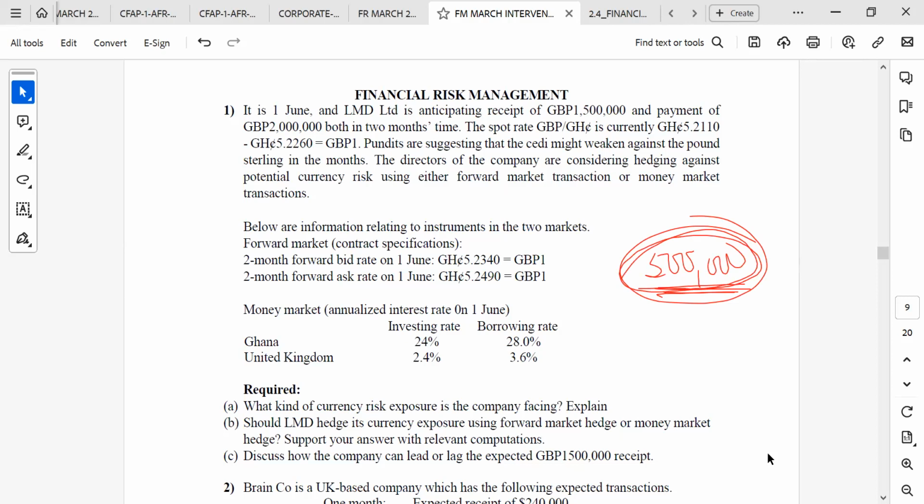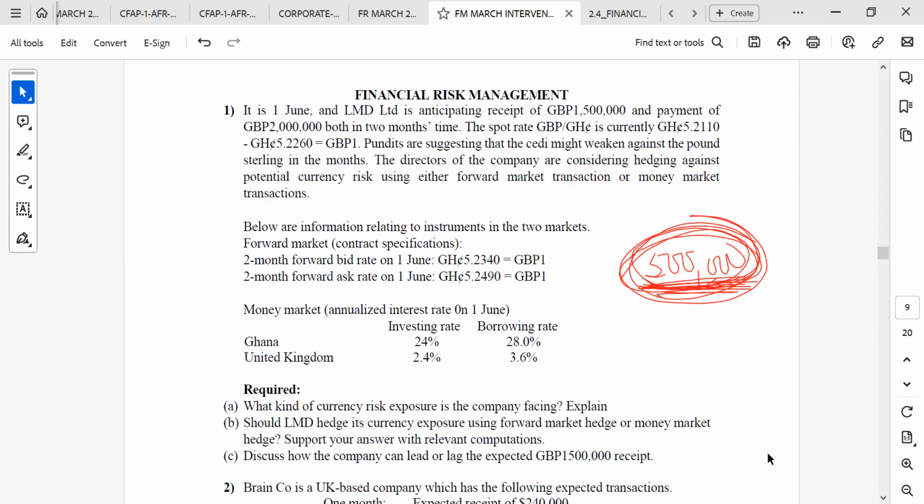The money market hedge counts with trading. You borrow the amount and invest it, so it counts with investment and borrowing. The company will go to the bank today and say that we are going to be paying 500,000 in 2 months' time, so we want you to lend the equivalent amount that we can invest today, so that at the end of the 2 months we'll get this total amount and pay.